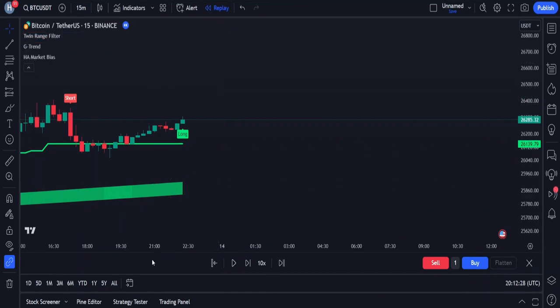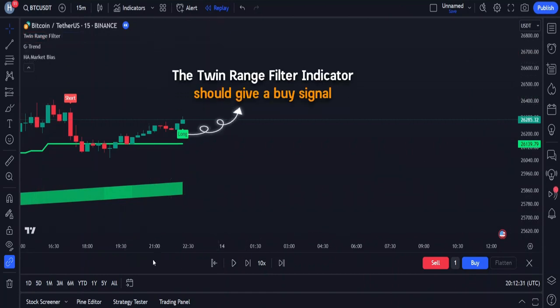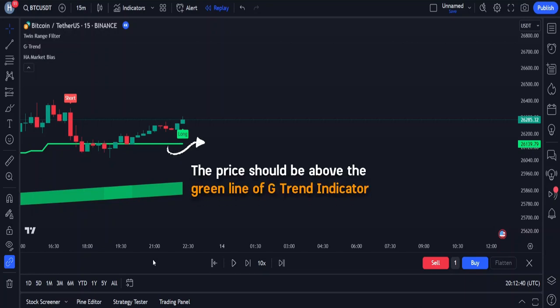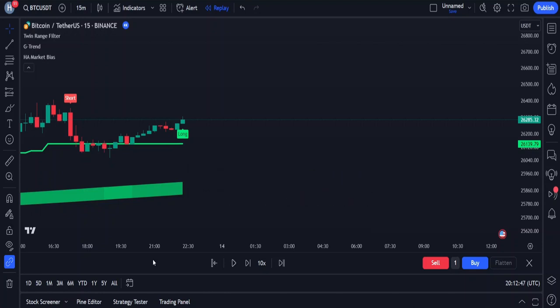So for a buy trade to be valid, first of all, we want the Twin Range Filter indicator to give us a buy signal. Then we need to make sure that our signal is following the short-term trend. And for that, the price should be above the G-Trend indicator line. And the color of the line should also be green. Finally, we have got to make sure that the long-term trend of the market is also ascending. And for this, the price must also be above the Market Bias indicator, and the graph of this indicator has to be green in color. So if all these conditions are fulfilled, we can safely enter a buy trade.